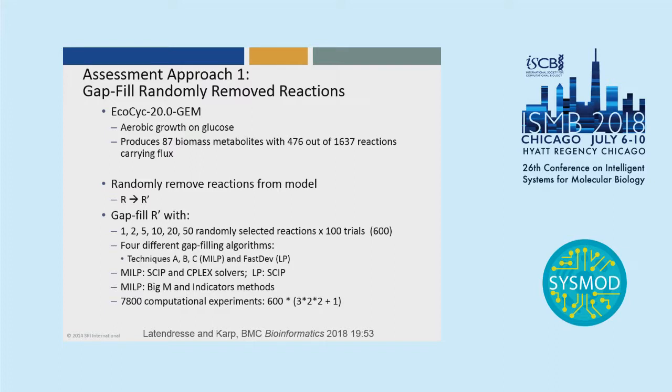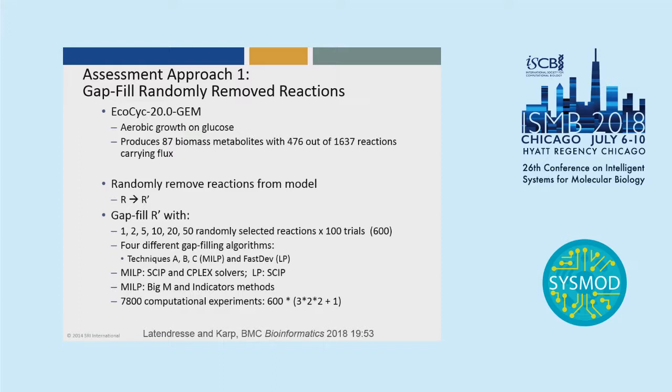Okay, so how do we do our first assessment of gap filling accuracy? Well, we used the EcoCyc metabolic model, and we were modeling aerobic growth on glucose involving 87 biomass metabolites with 476 of the E. coli reactions carrying non-zero flux. So in any given growth state, most of the reactions are actually not active. For example, all the reactions that involve catabolizing other carbon sources besides glucose, they're all turned off.